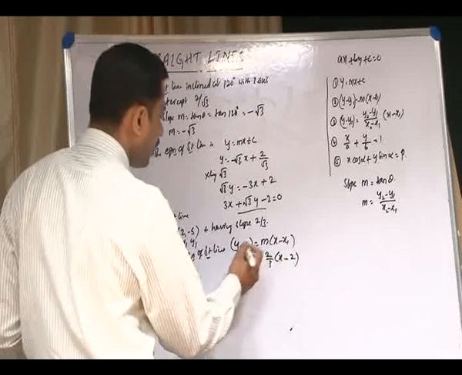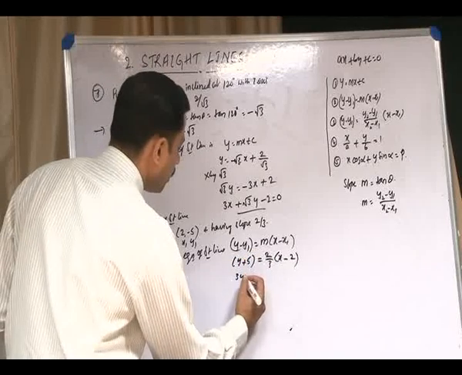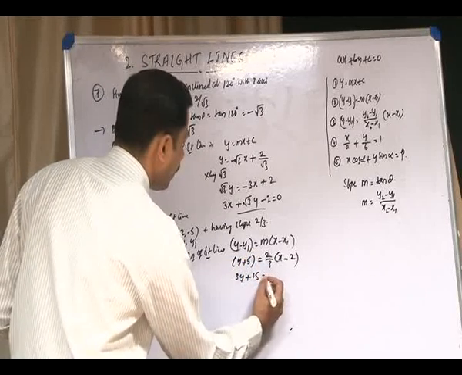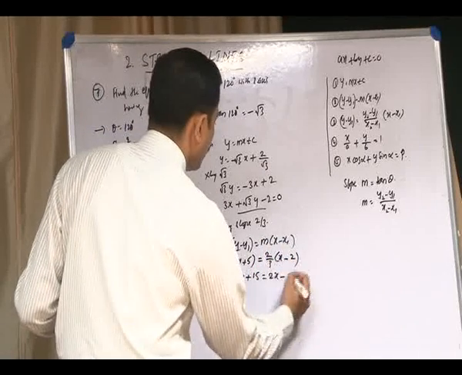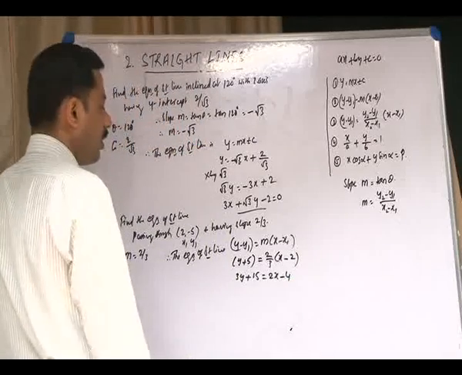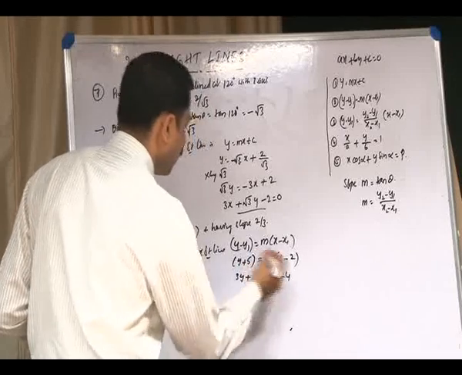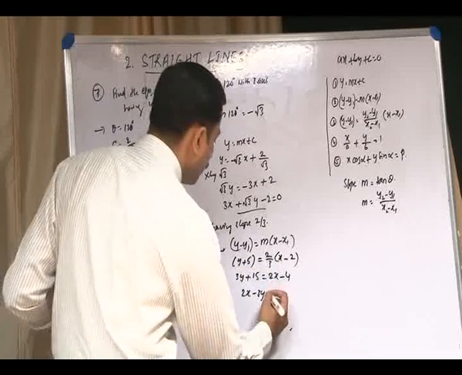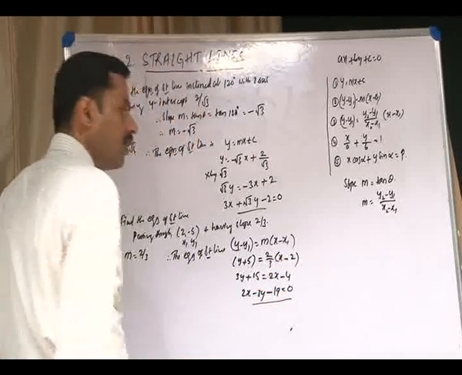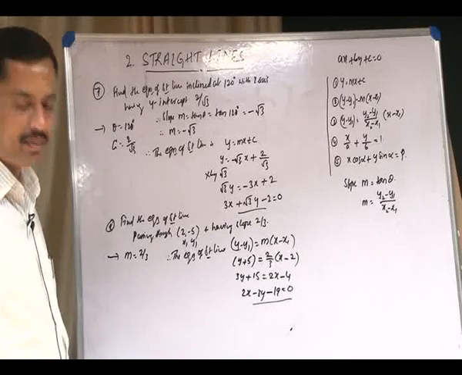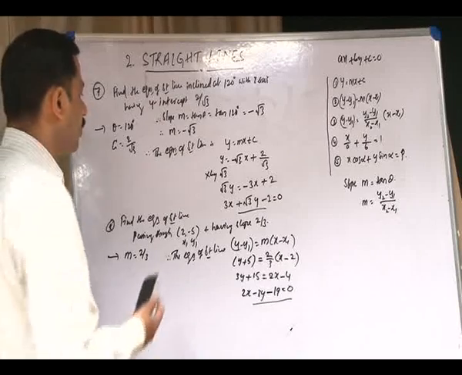Transferring the 3 to the left hand side, we multiply: 3 into y plus 5, that is 3y plus 3 into 5 is 15, is equal to 2x minus 2 into 2 is 4. In general form we can write 2x minus 3y, transferring the other side, minus 15 minus 4 becomes minus 19 is equal to 0. So, that is the equation of the straight line. Here the equation of straight line is 2x minus 3y minus 19 is equal to 0.